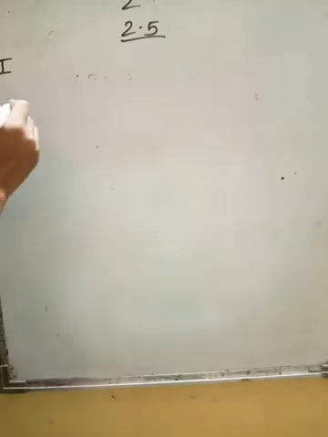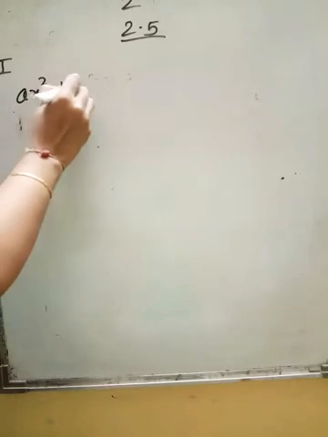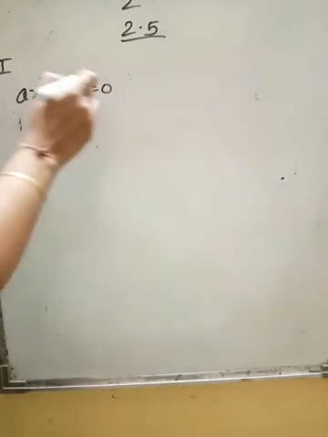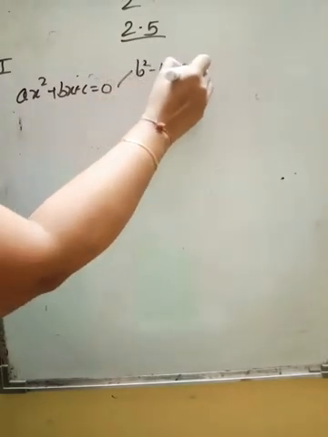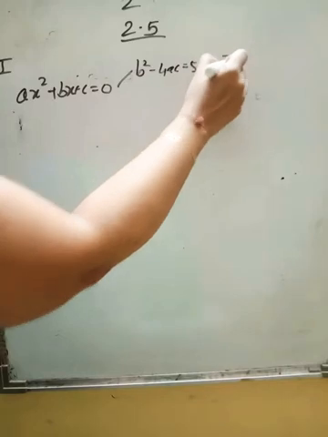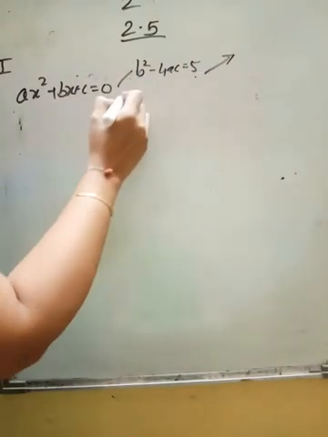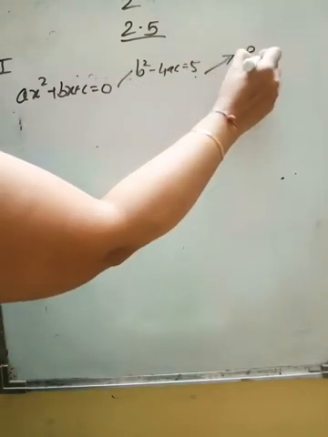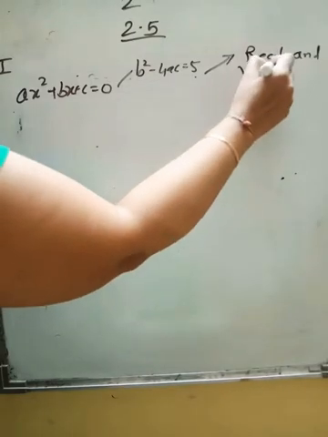Now children, here you are having the equation ax square plus bx plus c equal to 0. In that, the discriminant b square minus 4ac is 5. What can you say about the nature of the roots? 5 is the answer. So what will be the nature? The roots are real and equal.